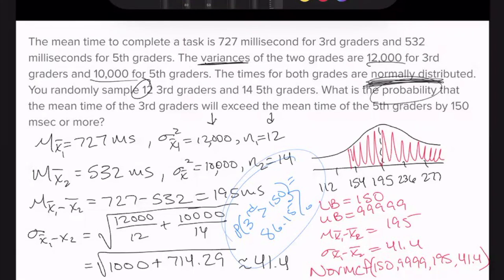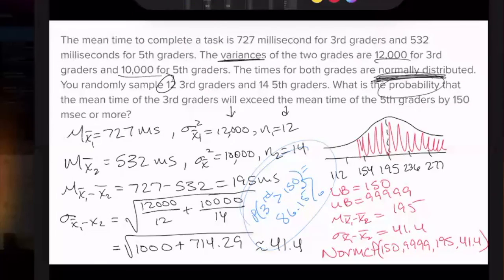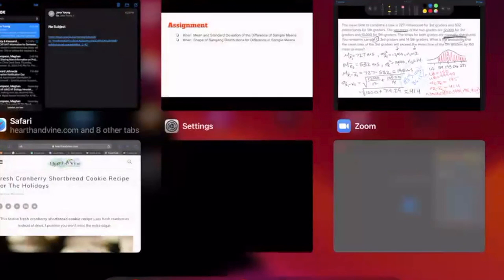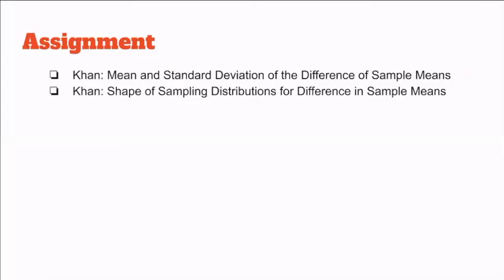So that's it. That's what you're going to be working on. Pretty straightforward because we've done this so much now. So I hope that was really helpful. You have a couple of Khan Academies, mean and standard deviation, and then shape. So just work your way through it.